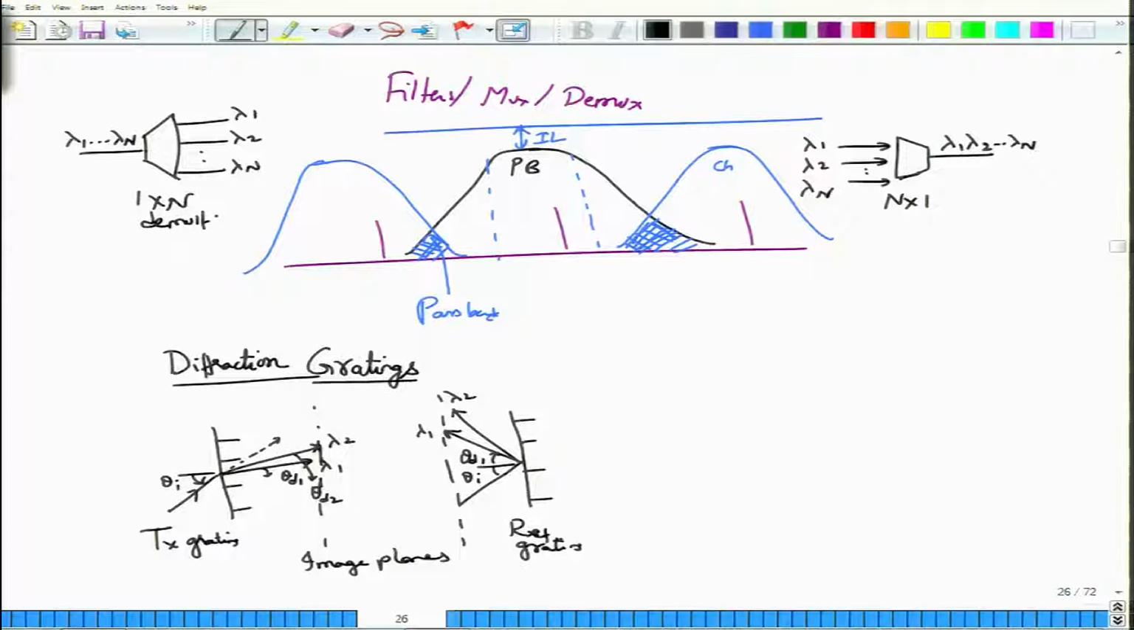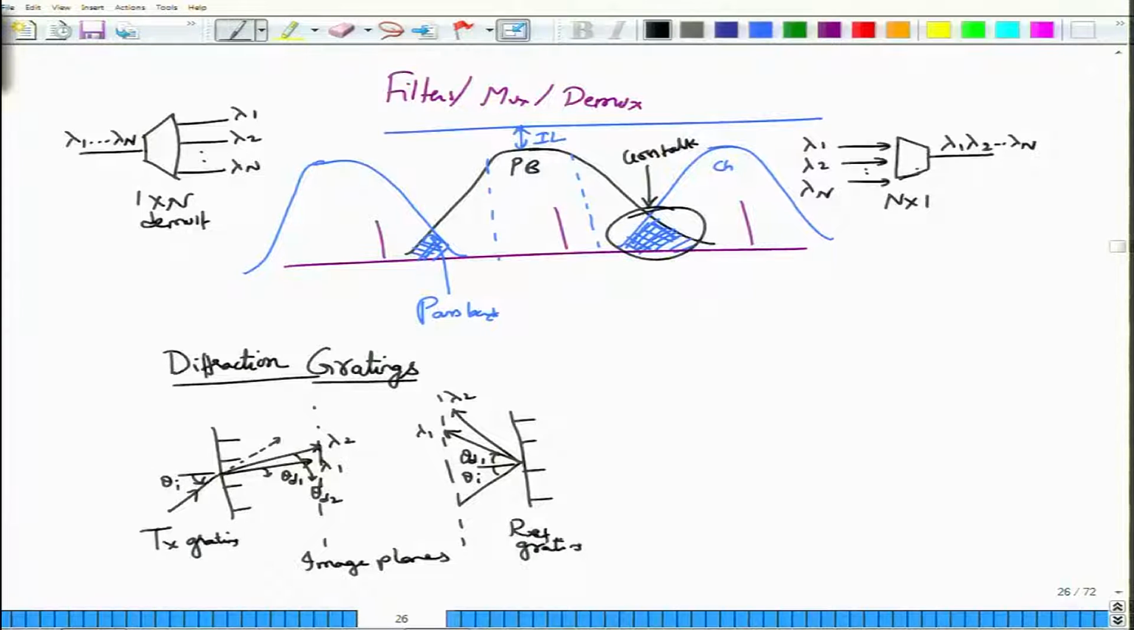Although we are saying that lambda 1, lambda 2, lambda n are all isolated, in practice they are not, because we have clearly seen that these multiplexers and demultiplexers are implemented in the form of filters, and filters have a certain region where two adjacent channels are actually going to talk. So this is the adjacent channel crosstalk that you cannot avoid in any practical multiplexer, demultiplexer or filter.